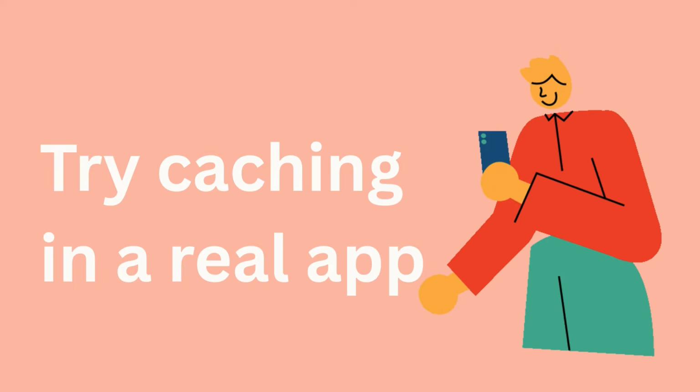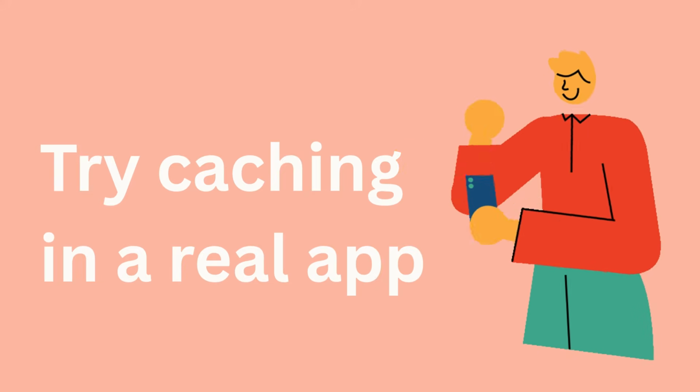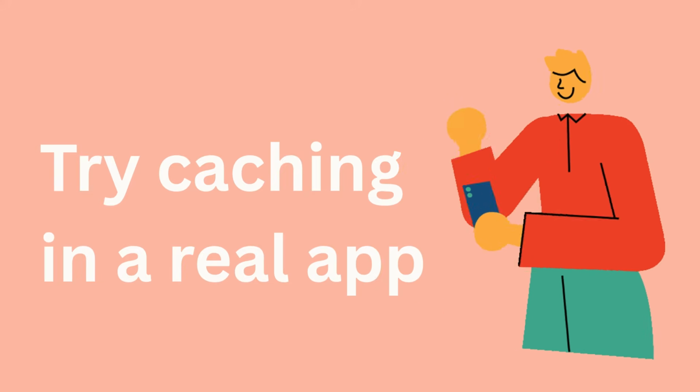Real learning happens when you try things at scale. Try caching in a real app. Cache API responses, like a product list. Use hash maps for lookups.